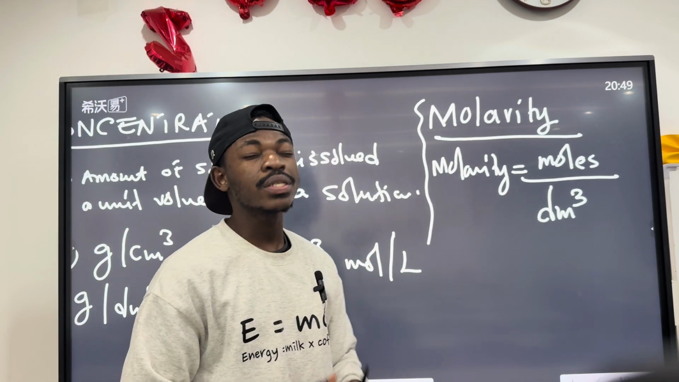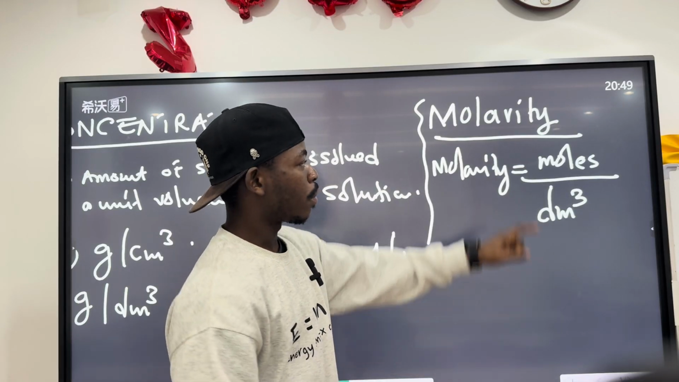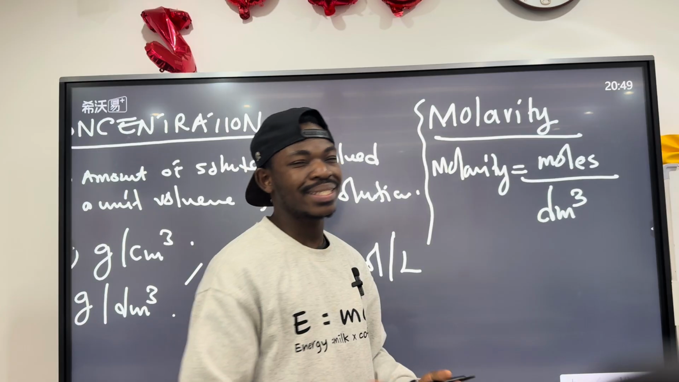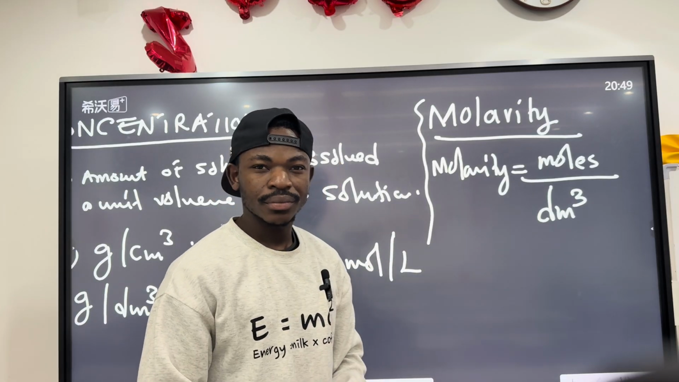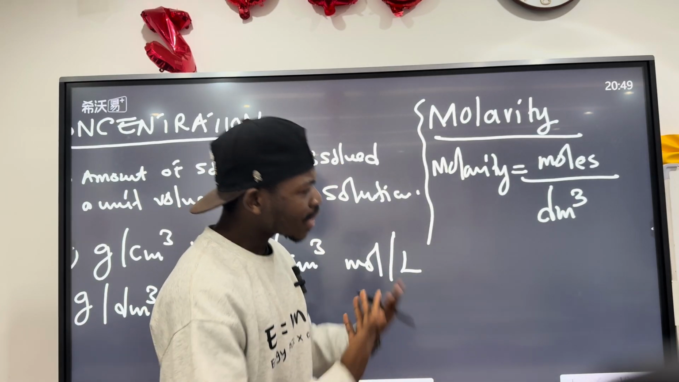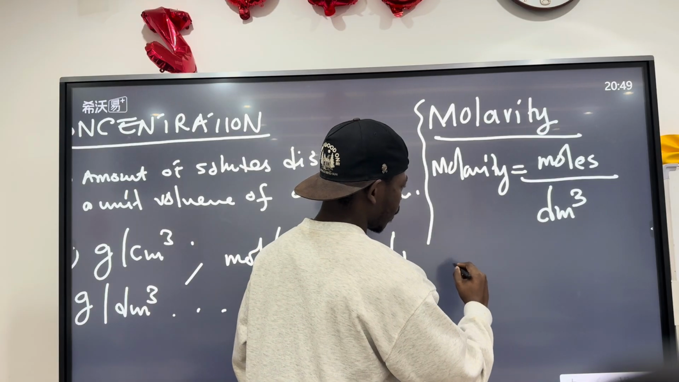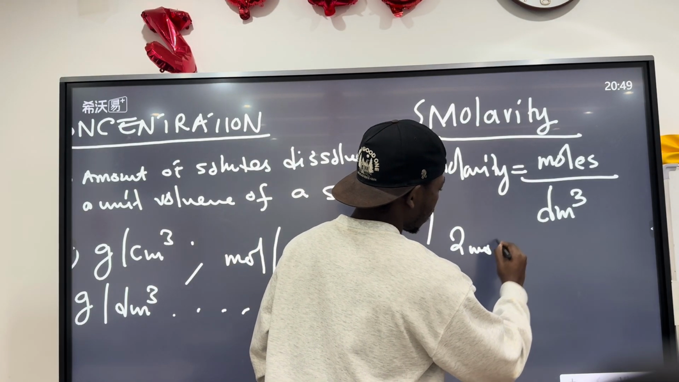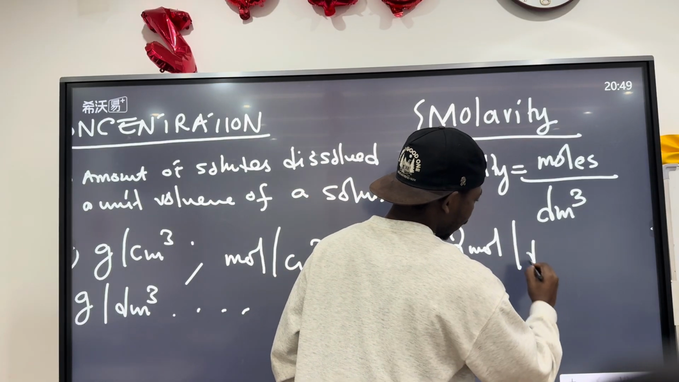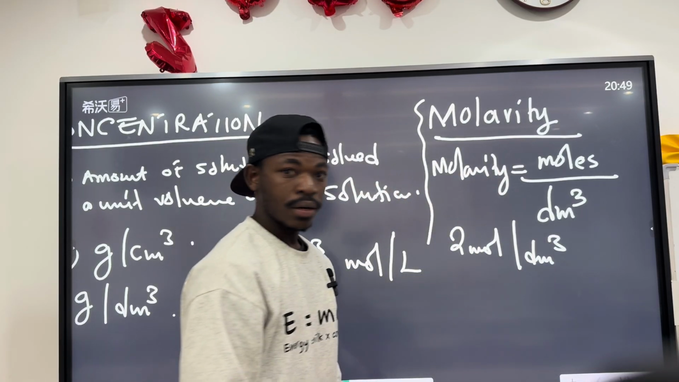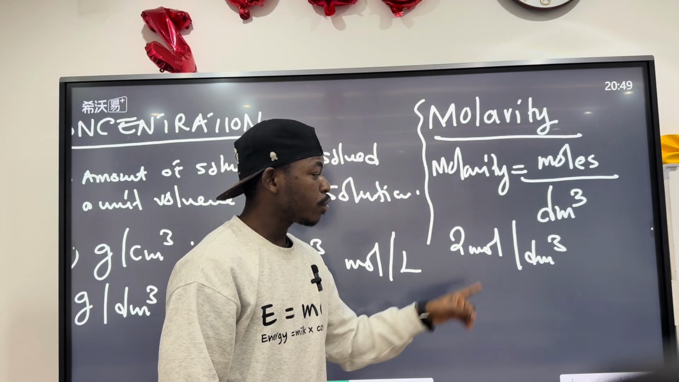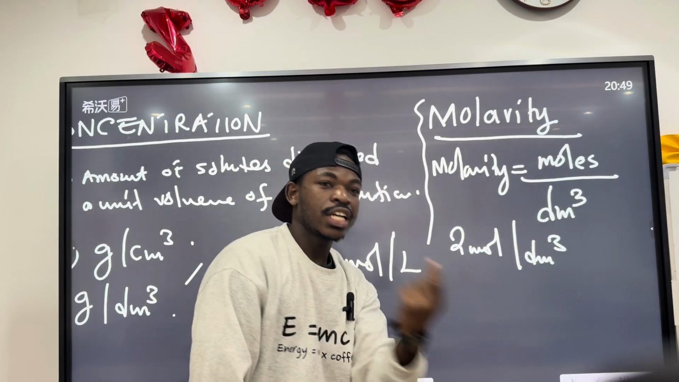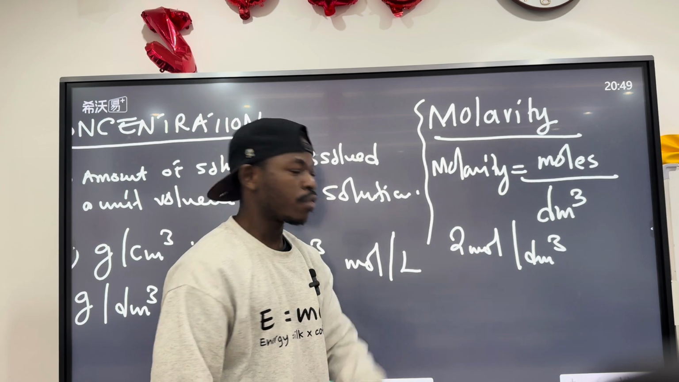What special way? Because here we're being more specific. We're talking about how many moles have dissolved in a cubic decimeter of the solution. That is molarity. So what are the units? You see things like, let's say, 2 moles per cubic decimeter. What does this value mean? This value means for every 1 cubic decimeter, there are 2 moles of solutes dissolved in it.